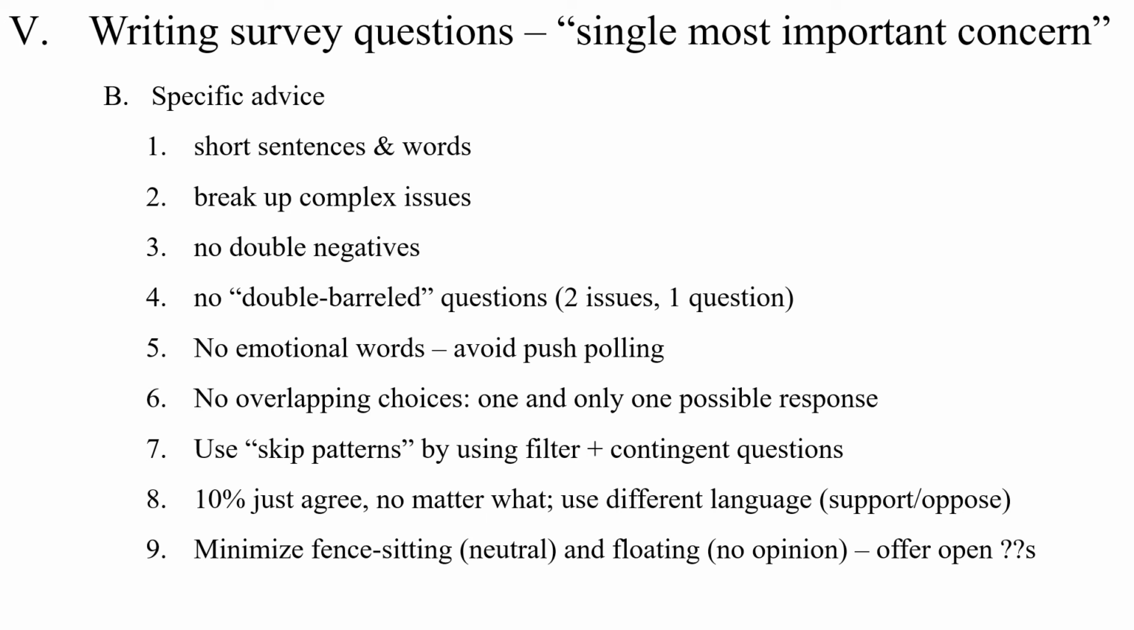Keep it simple. No double negatives. So, for instance, will you not vote against Donald Trump in the fall? What? How about, will you vote for Donald Trump? That's really simple. Don't have double negatives. Keep it straightforward and clear.